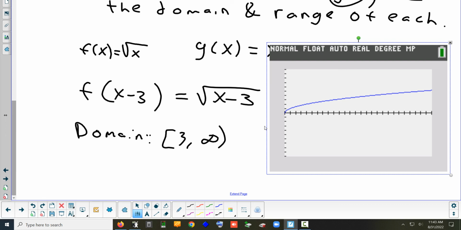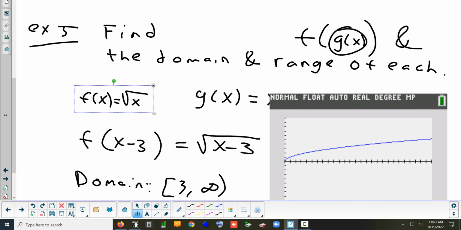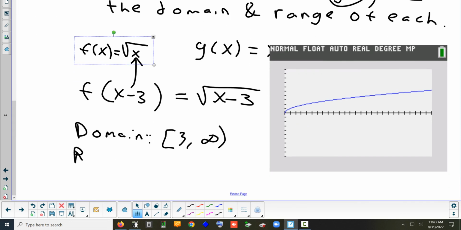Wait, what did you plug in for y? Or f of x, what did you plug in? So we plugged in x minus 3. Right. Oh, okay. Alright. So range 0 to infinity. Question on?